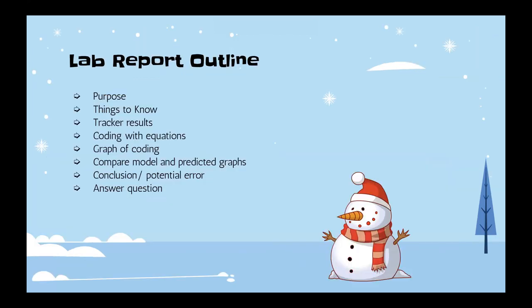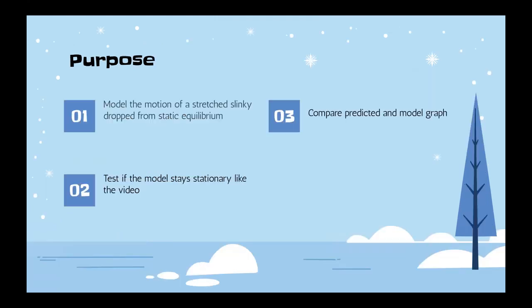So just to outline what I'll be going through, I'll have the purpose of this lab, some things to know like physics principles, my tracker results from the video, the coding I put to create my model, the graph of the model, and then I'll compare the tracker and coding graphs. And then I'll conclude with some human error and my main question of the lab.